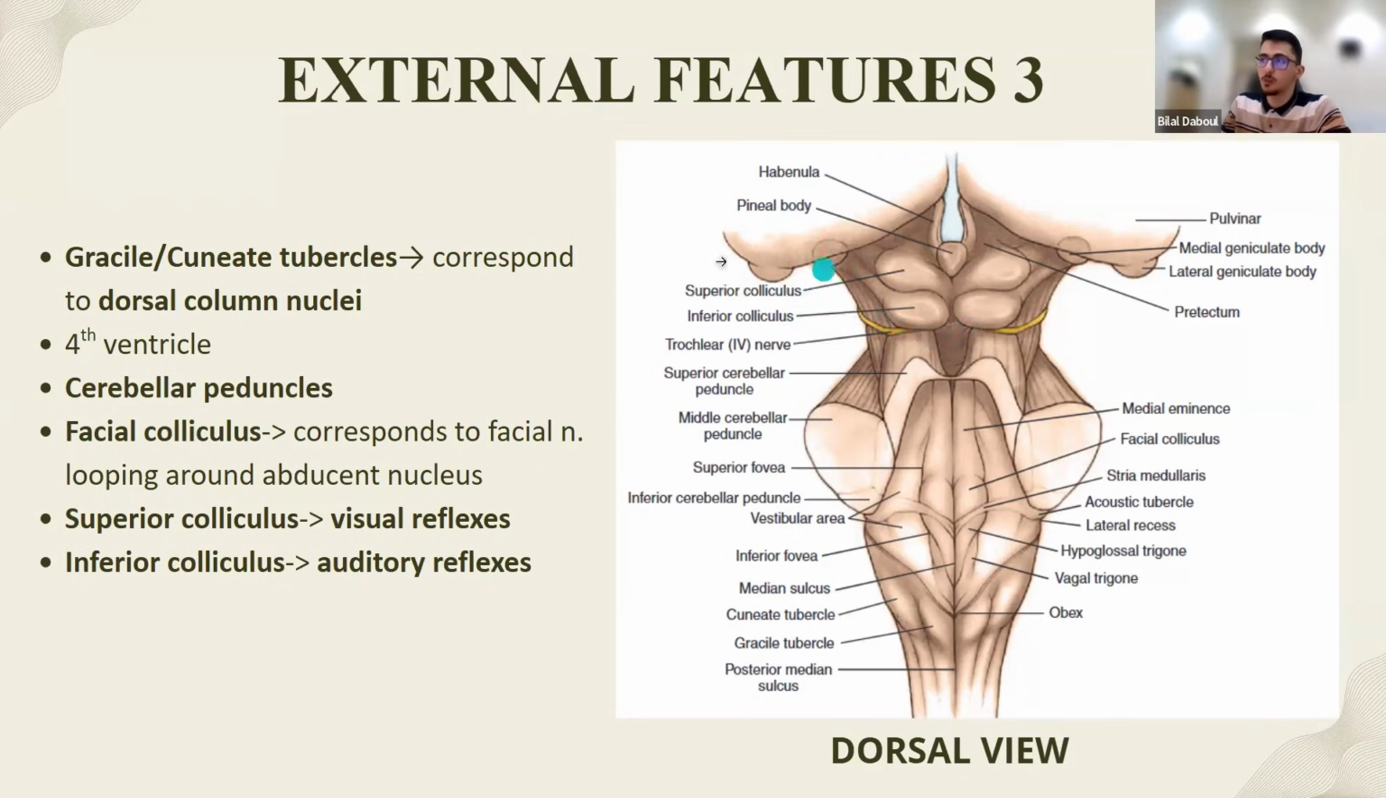And it makes sense. If we have a superior colliculus, we have an inferior colliculus. So the superior colliculus would be the center for visual reflexes. The inferior colliculus would be the center for auditory reflexes. And here you have a portion of the thalami. Again, remember the brainstem connects the spinal cord, which is more inferior in position, or more caudal in position, to the thalamus. And that's it for the dorsal view.